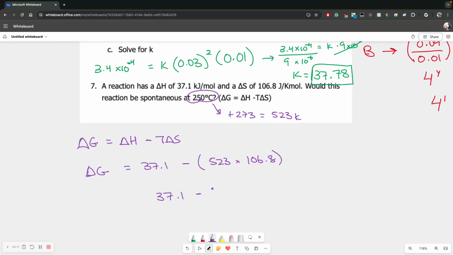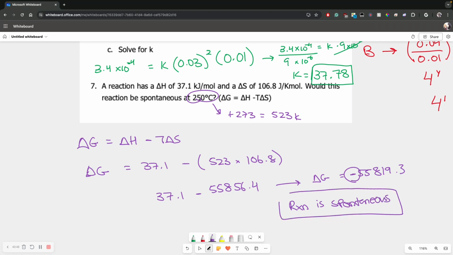37.1 minus 55,856.4, right? 37.1 minus that will give you delta G equals negative 55,819.3. And of course, that delta G value is negative, so therefore this reaction is spontaneous. Because delta G is negative, it is thermodynamically favored and therefore spontaneous.